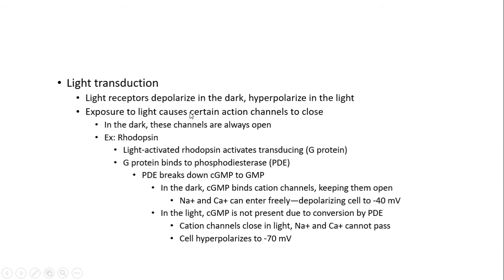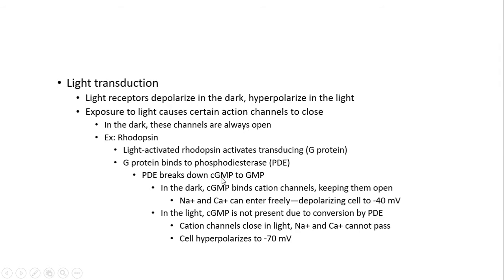Exposure to light causes certain channels to close. So in the dark, these channels are always open, which we already saw in the last slide. For example, when we're looking at the visual pigment rhodopsin, light-activated rhodopsin activates the G protein, which we saw on the other slide. The G protein binds to the effector enzyme, right, PDE, phosphodiesterase.